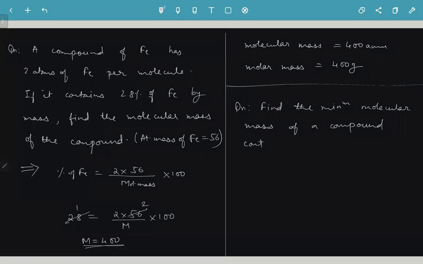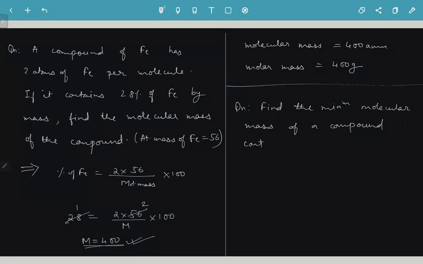So percentage of Fe can be written as the number of atoms of iron per molecule into mass of iron upon molecular mass into 100. So solving it, we'll get molecular mass of the compound as 400. It is 400 AMU, the molecular mass. The molar mass is 400 grams. Okay.